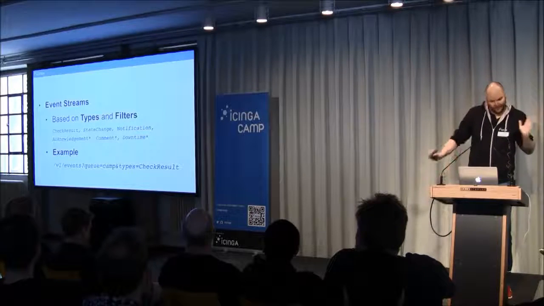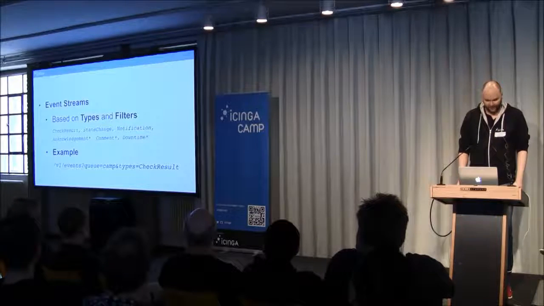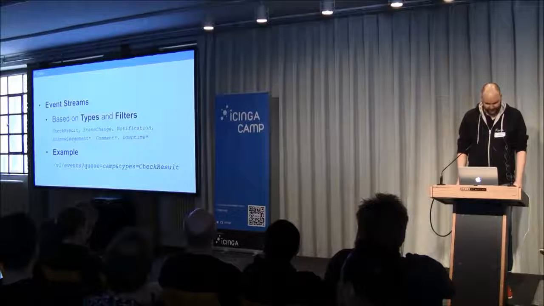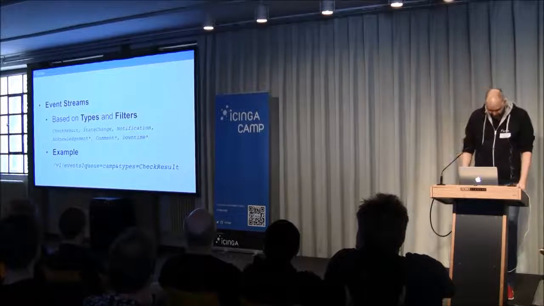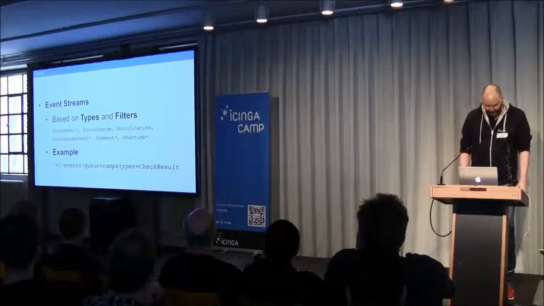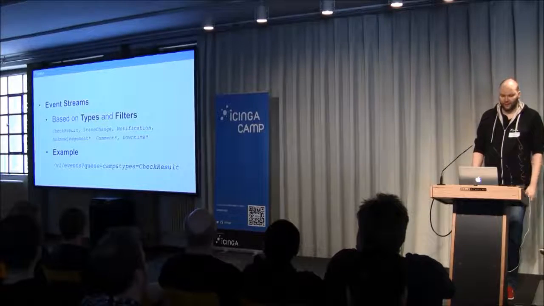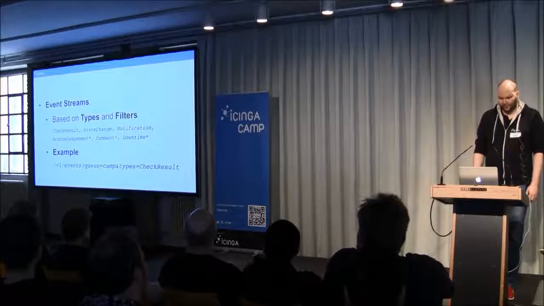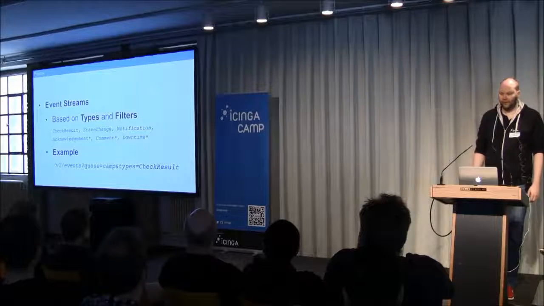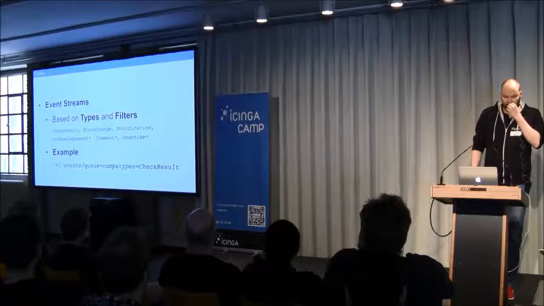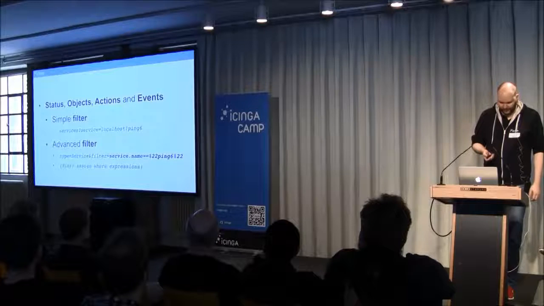Okay, I already said too much about the event streams. I will also show them later on. I'm just trying to go directly to the demo. You have check results, state changes, and I think I missed notifications, acknowledgements, comments, downtimes. These are the types you need to pass to the query. In the example, you define a queue and you define the types, which can be repeated for the URL queries, and then you receive data. I'll also show that in the demo.